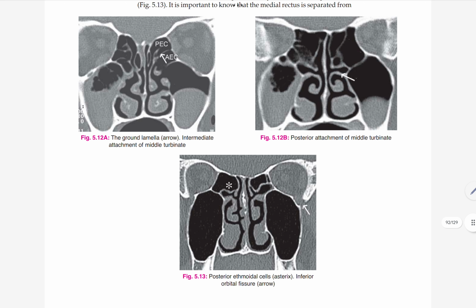Here we can see the ground lamella in the arrow, the intermediate attachment of the middle turbinate. Here we can see in the arrow the posterior attachment of the middle turbinate. And in the last diagram we can see the posterior ethmoid cells and the inferior orbital fissure.